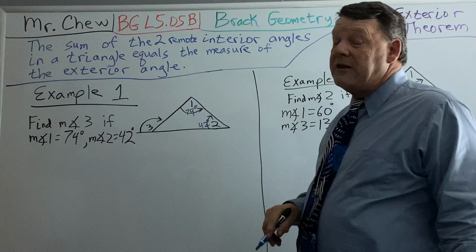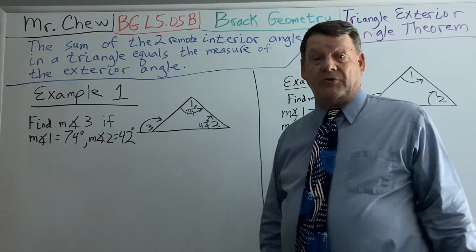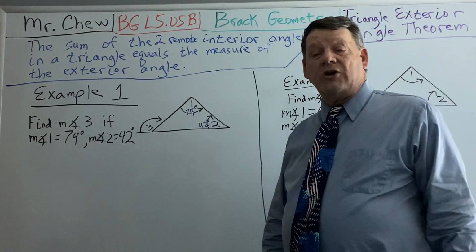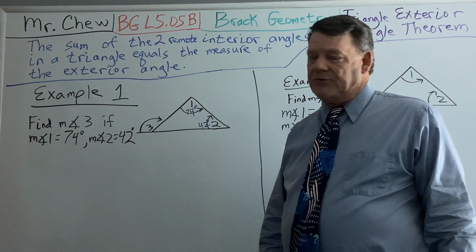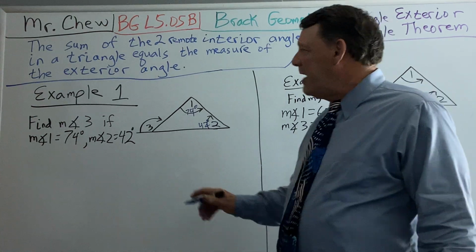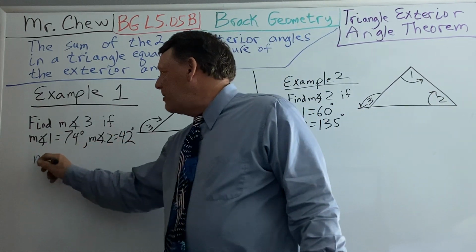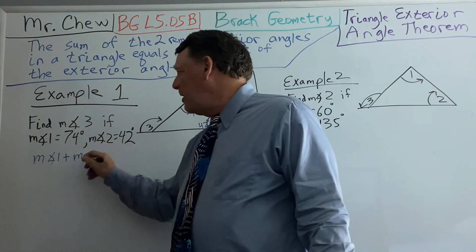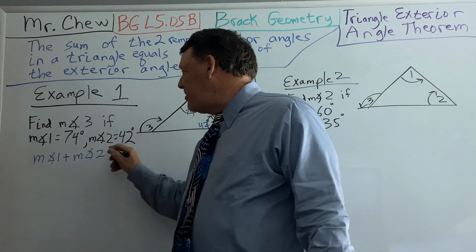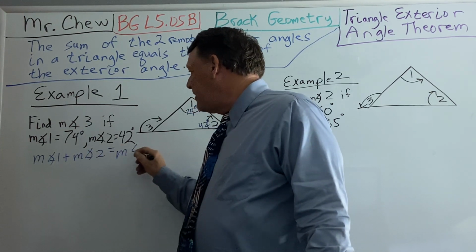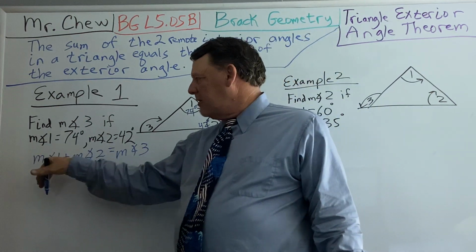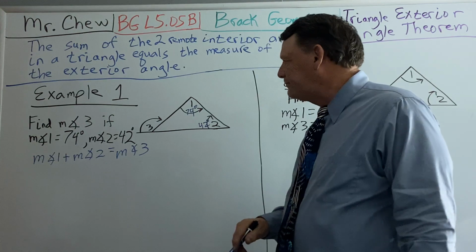So I can use basic algebra now to solve this. Some students struggle with geometry because it uses a lot of algebra in it. So I can say that the two remote interior angles, which is angle 1 and angle 2, when their measures are added together, I get the measure of angle 3. That's why I make my angles like a little L with a little arc in it.